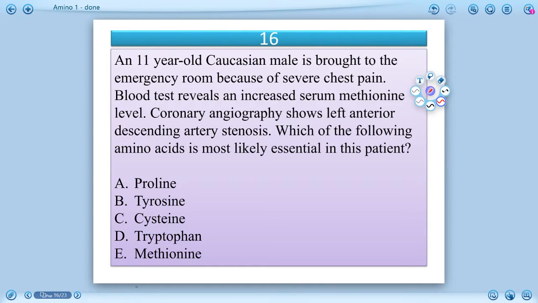A 11-year-old Caucasian male is brought to the emergency room because of severe chest pain. Too young to have chest pain, right? Blood test reveals an increased serum methionine level. Oh my god. Now, if it's increased methionine level, what does it mean? That means the problem is in homocysteine. You cannot convert homocysteine to what? Cysteine. So this is homocystinuria. Coronary angiography shows left anterior descending artery stenosis. Which of the following amino acids is most likely essential in this patient? Cysteine, because you can't make it. You must get it from your diet. Okay.